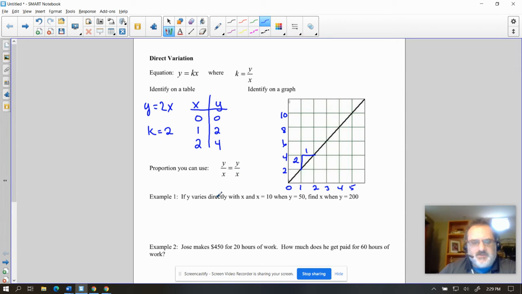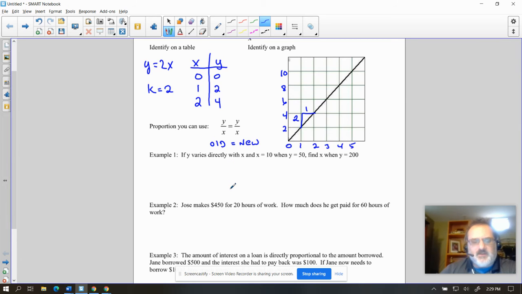All right, the proportion you can use for direct variation is y over x equals y over x, and you can use this to solve problems where you put the old information equal to the new information.